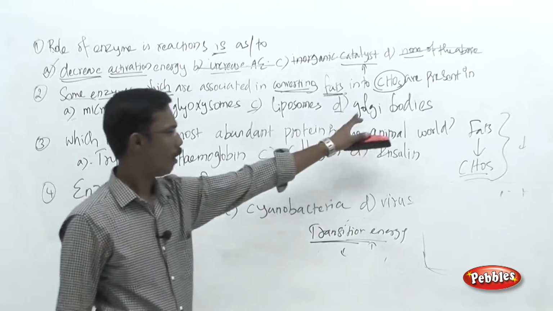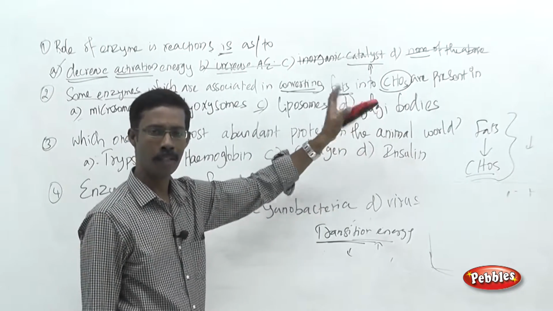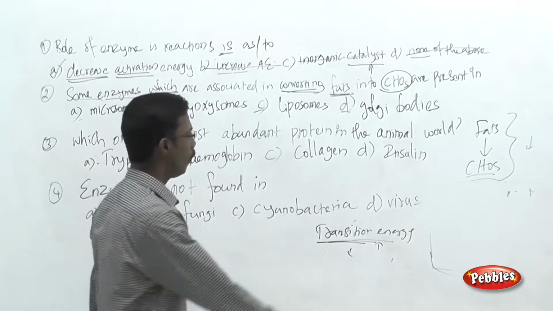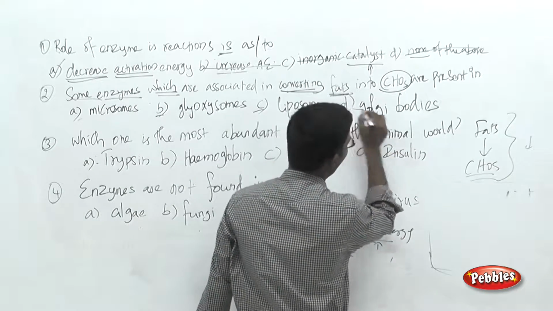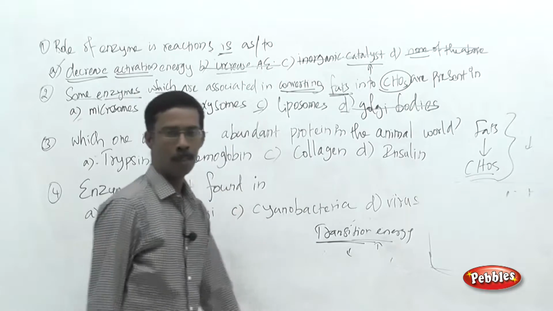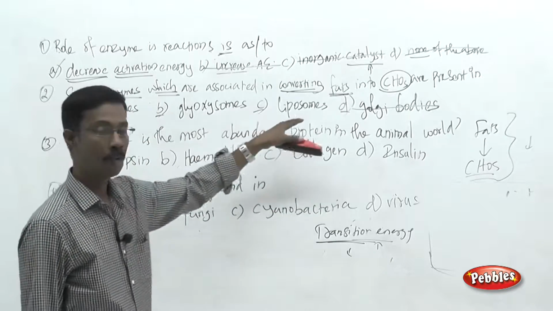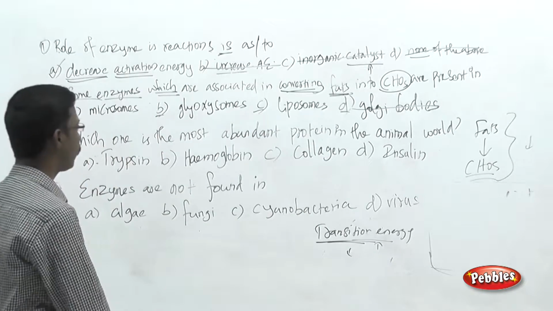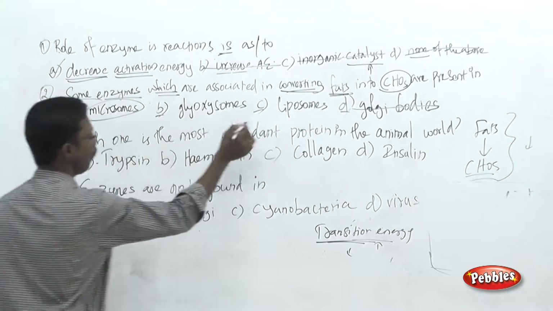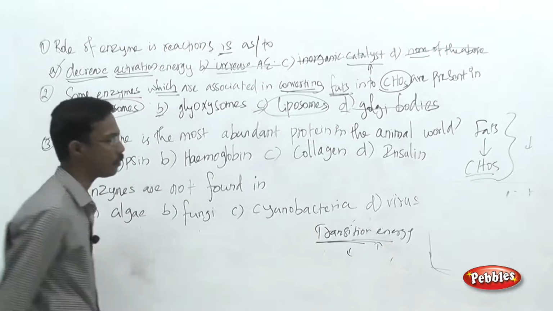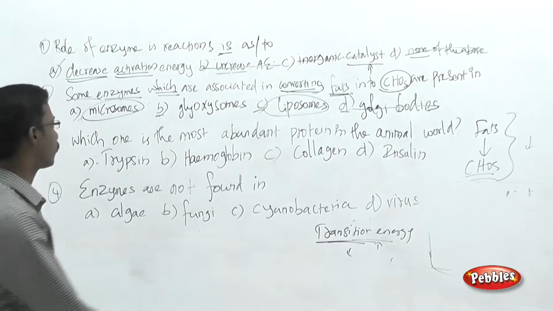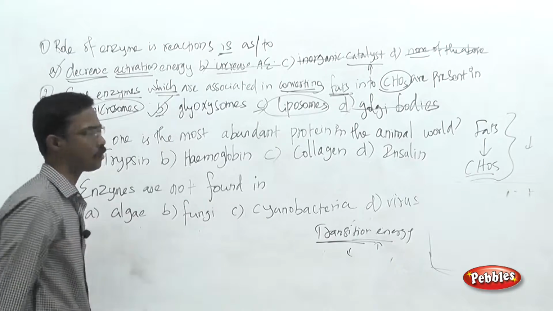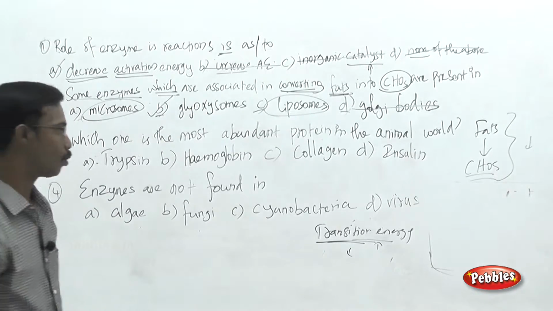Golgi bodies, as we have seen in the last chapter, are involved in the modification of lipids and proteins, not in the synthesis of carbohydrates, so you can eliminate that. Microsomes and liposomes are nowhere related to the synthesis of carbohydrate. So the automatic choice over here is glyoxysomes.